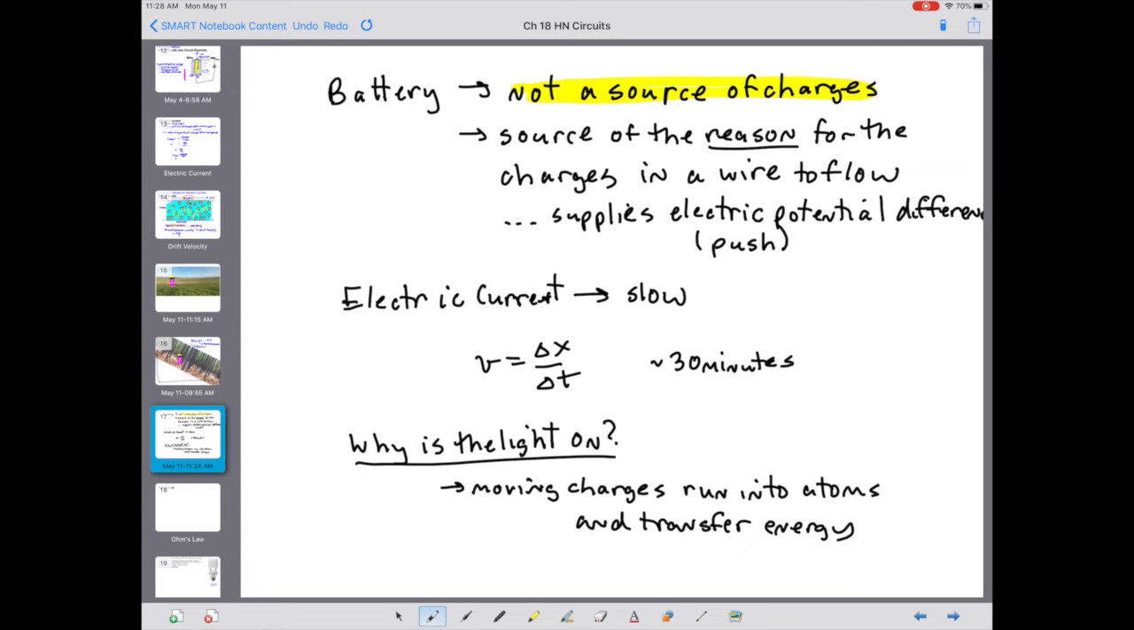So an electric current is a slow thing. It's not about getting the charges to somewhere, but it's about motivating the charges everywhere in the circuit or the wires to move and run into things to be able to transfer their energy.